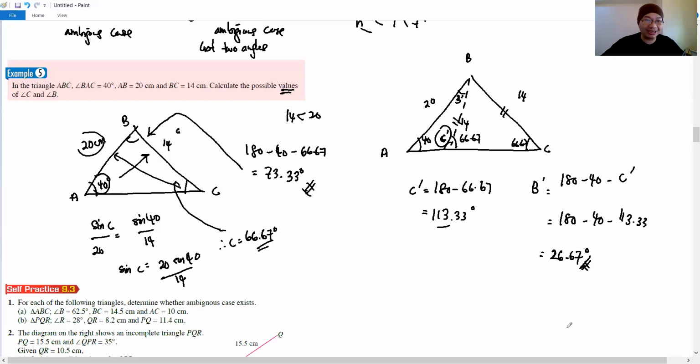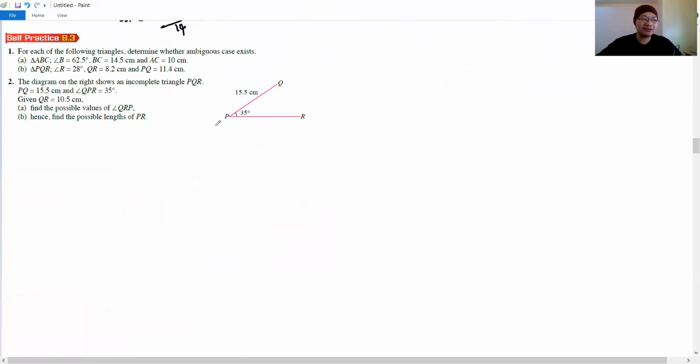Okay, don't get excited yet. Even though you already got the first B answer and the first C answer, don't forget we still have another answer, because of the ambiguous case. Alright. Now, side practice 9.3.